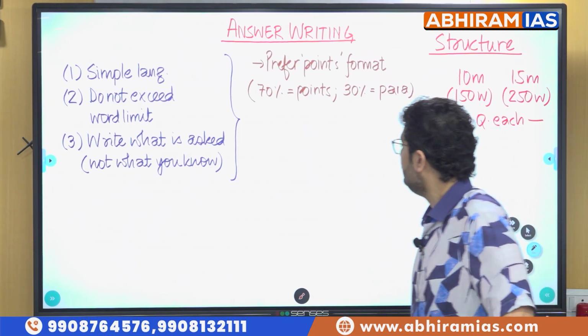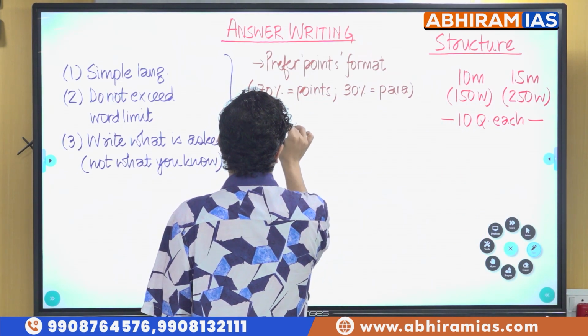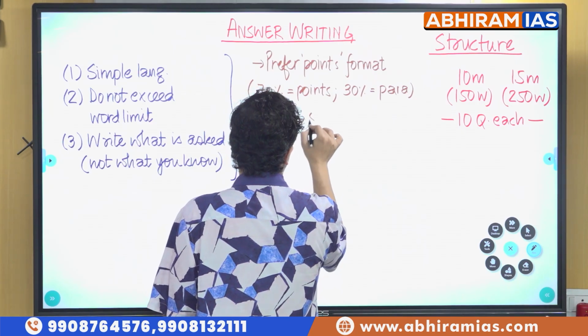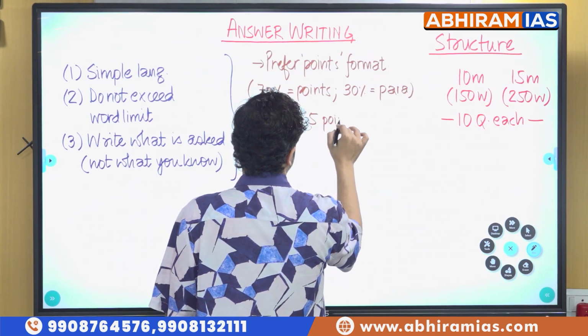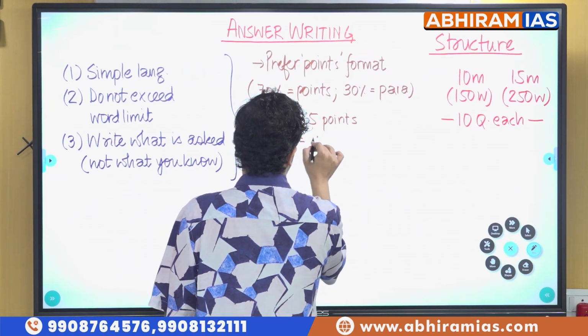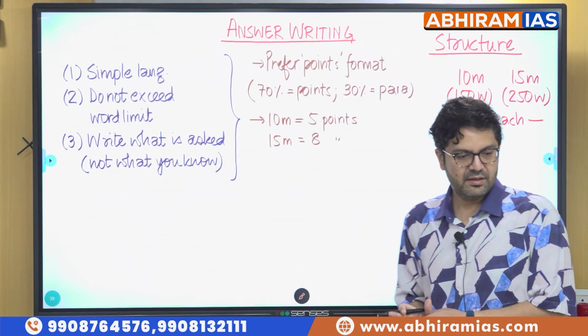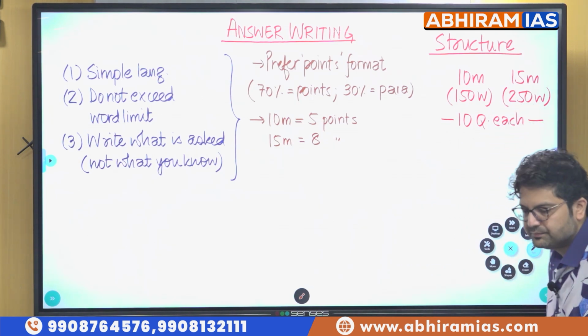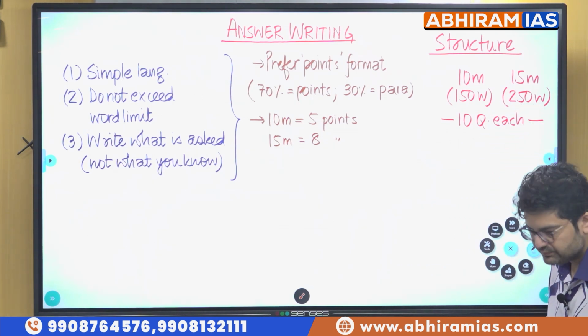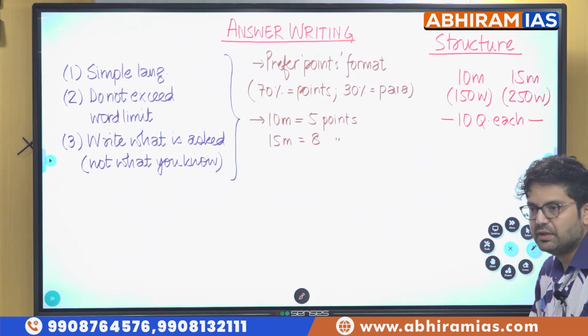Simple rule is that for a 10 marker question, 5 points. For a 15 marker question, 8 points. If we can manage this, it will be amazing. No issues at all. Done?